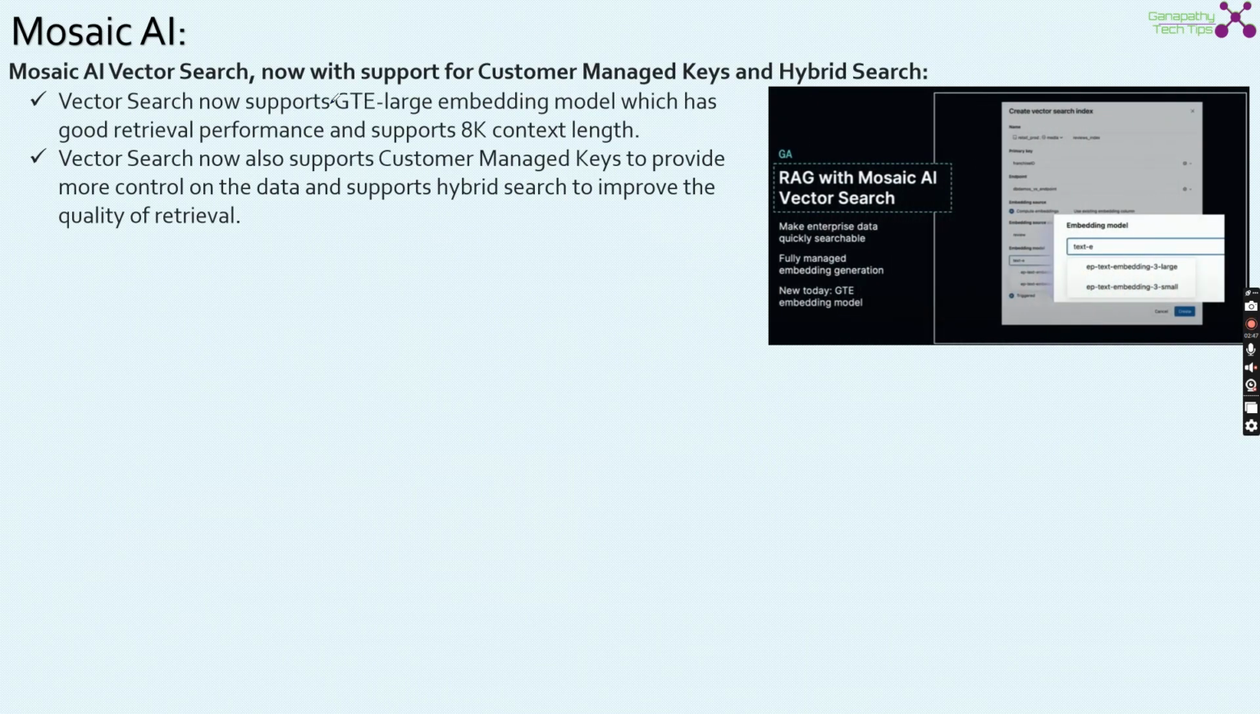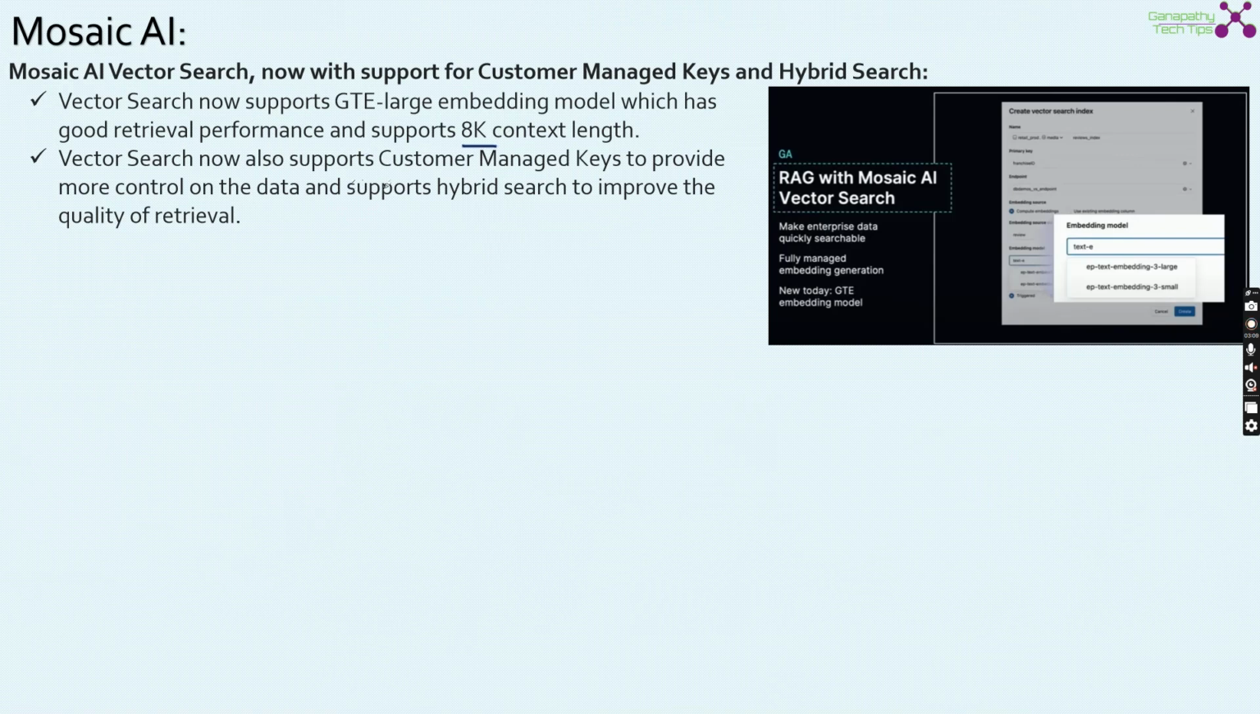Mosaic AI vector search now with the support for custom managed keys and the hybrid search. So RAG, which is a base way by which you can utilize the generative AI to generate the data, can make use of the vector search, now supports the GTE large embedding model, which has good retrieval performance and supports the 8K context length.